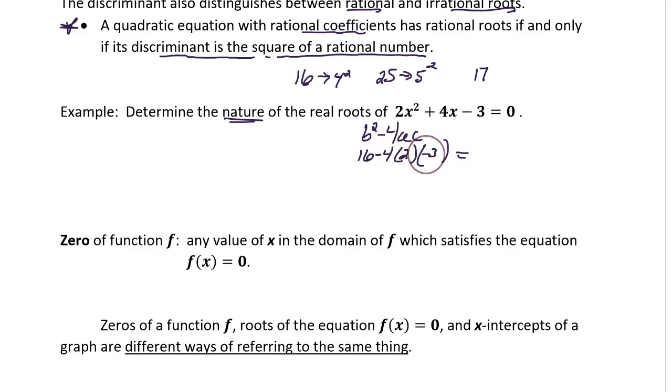Figure out what this makes. Use a calculator if you need to. This is positive 40. Is 40 the square of a rational number? No, it's not. If you tried to take the square root of 40, you would get a weird decimal. So our roots are irrational.